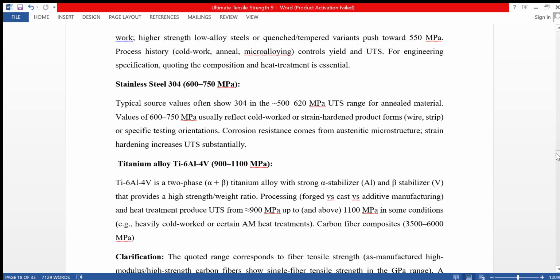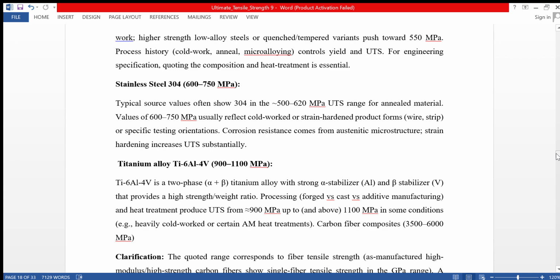Titanium alloy Ti-6Al-4V. Ti-6Al-4V is a two-phase alpha plus beta titanium alloy with a strong alpha stabilizer, aluminum, and a beta stabilizer, vanadium, that provide a high strength-to-weight ratio. Processing and heat treatment produce UTS from approximately 900 megapascals up to and above 1100 megapascals in some conditions.